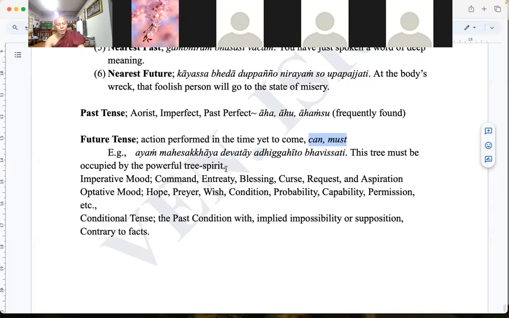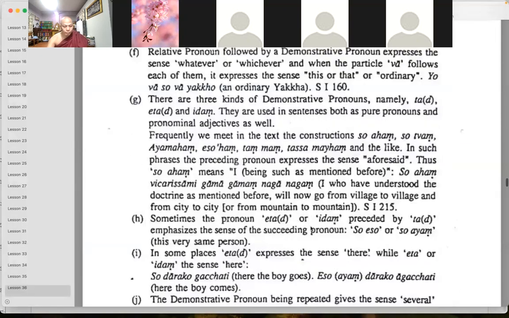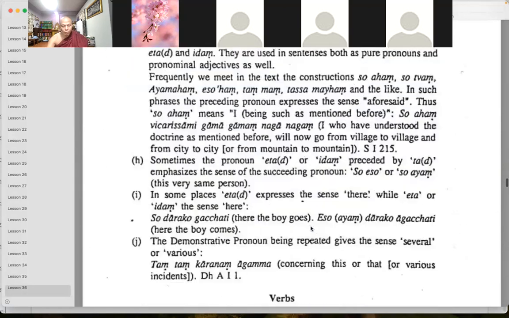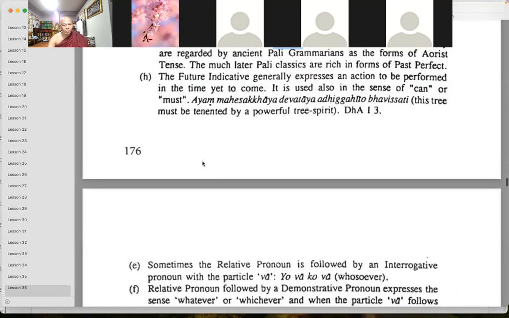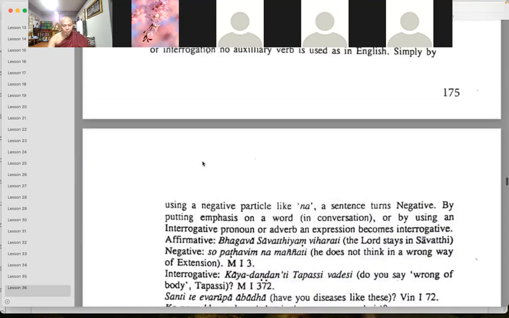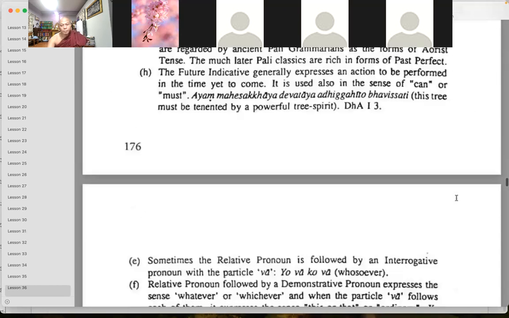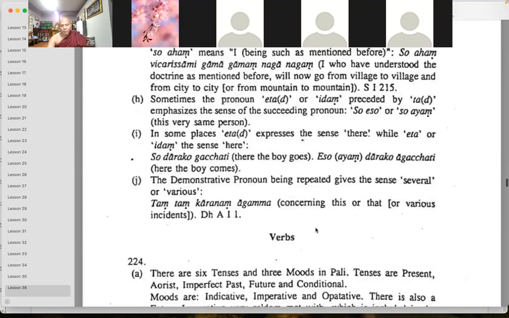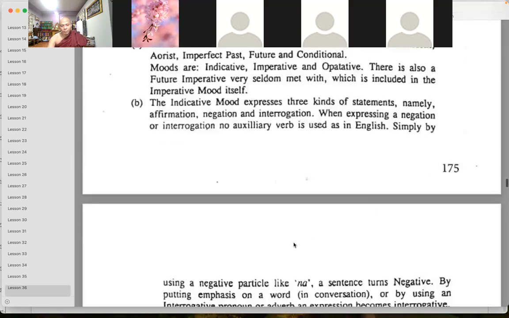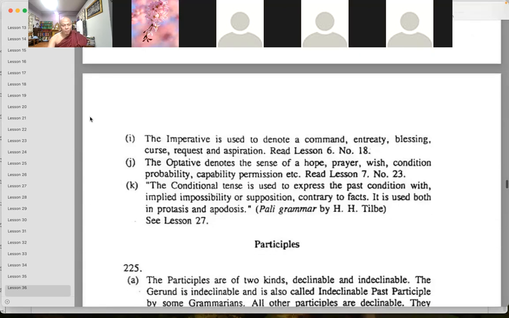Okay, and then next is, what is it? This one is maybe a PDF file binding problem, so repetition. Here, page number 175. Here 176 already, but again, here 175 and then 176. So here, now the imperative.